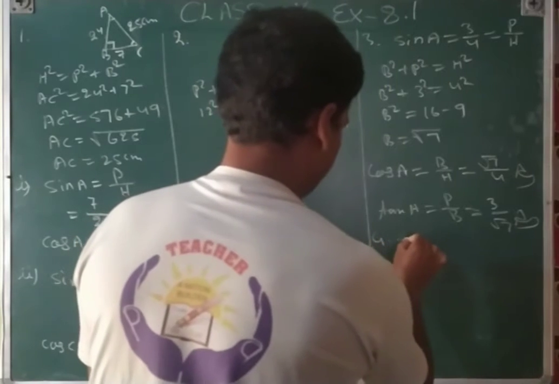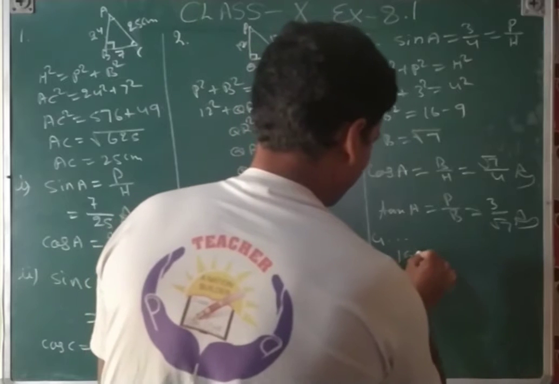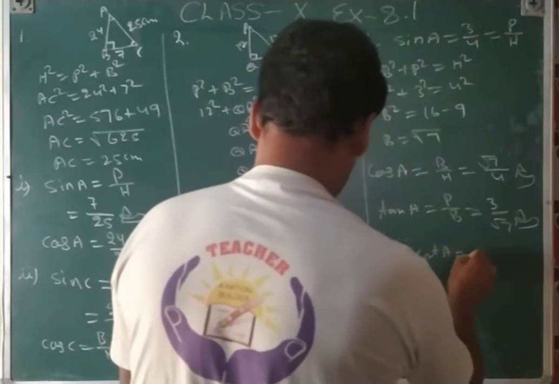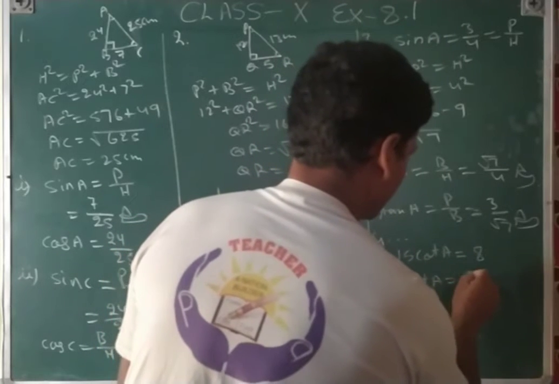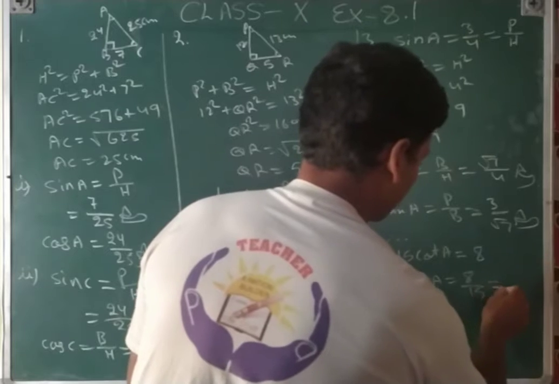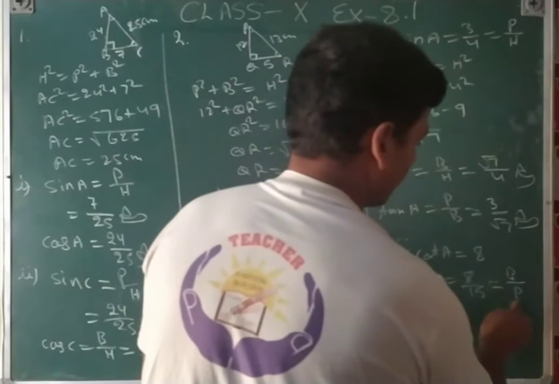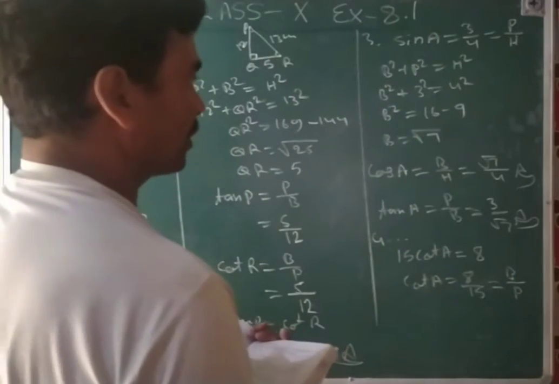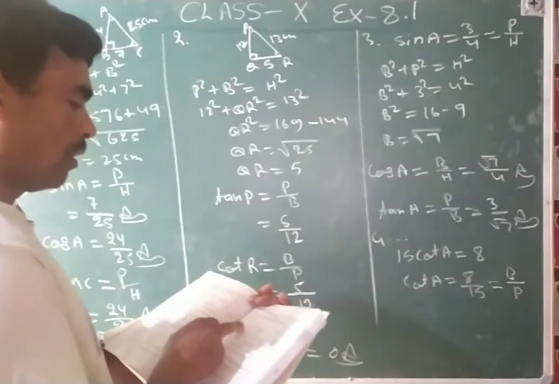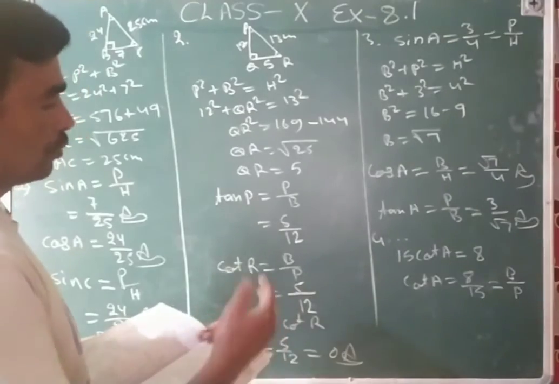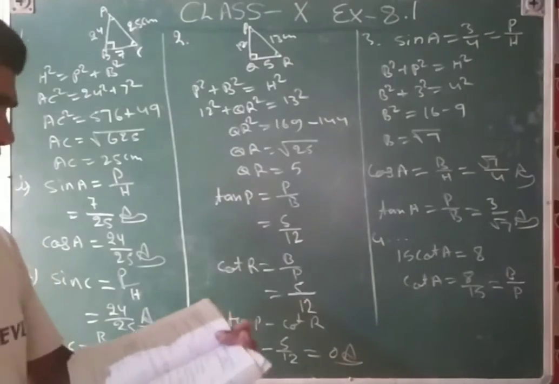Fourth question, 15 cot A is equal to 8. So cot A is equal to 8 upon 15. Cot means B upon P, so base is equal to 8 and P is equal to 15. Here we will first find the hypotenuse, and then we can find sin A and sec A, because all the angles are the same. Base will be base and perpendicular will be perpendicular. No problem will arise here.